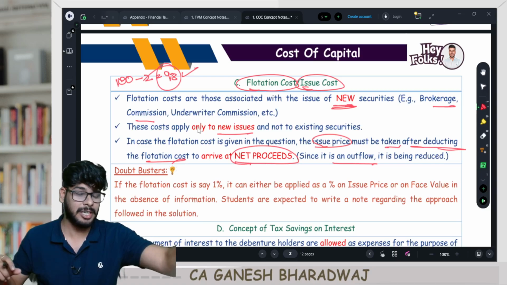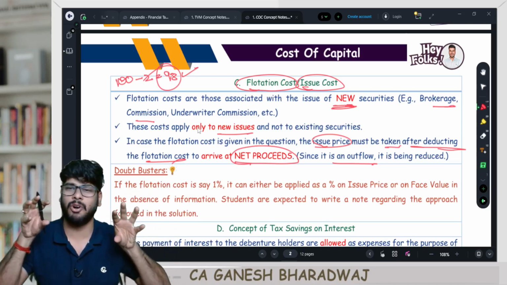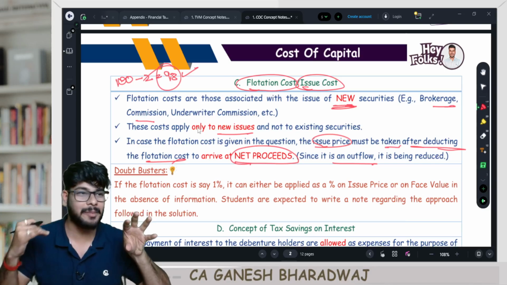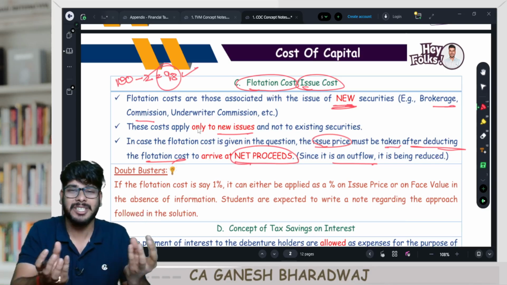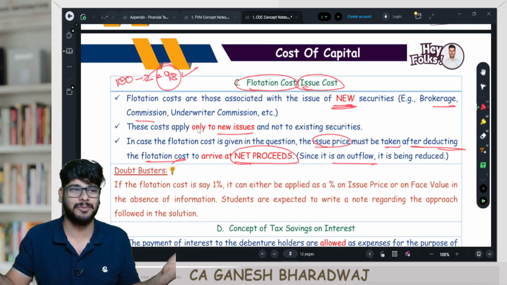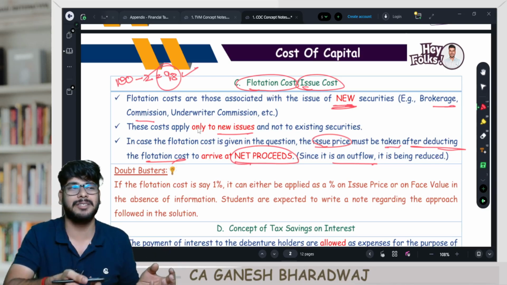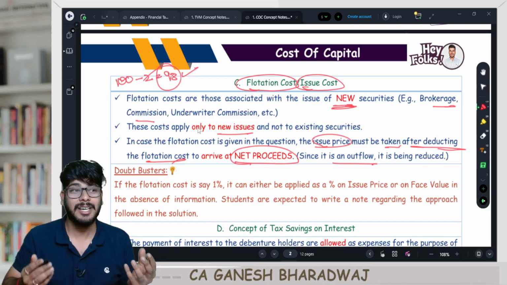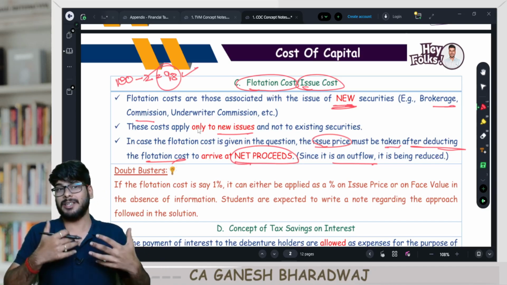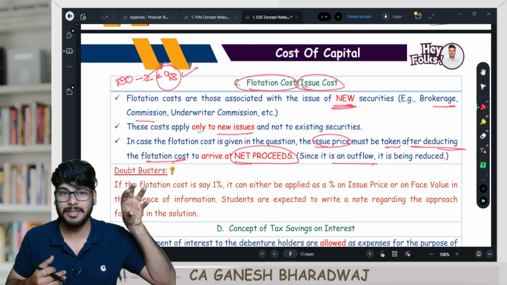Your cost of return from the viewpoint of the investor is equal to the cost from the viewpoint of the company, subject to some exceptions. I told you the first exception is when there is a change in any cash flow, because of the presence of something like flotation cost. In that case, my cost calculation will consider the flotation cost.